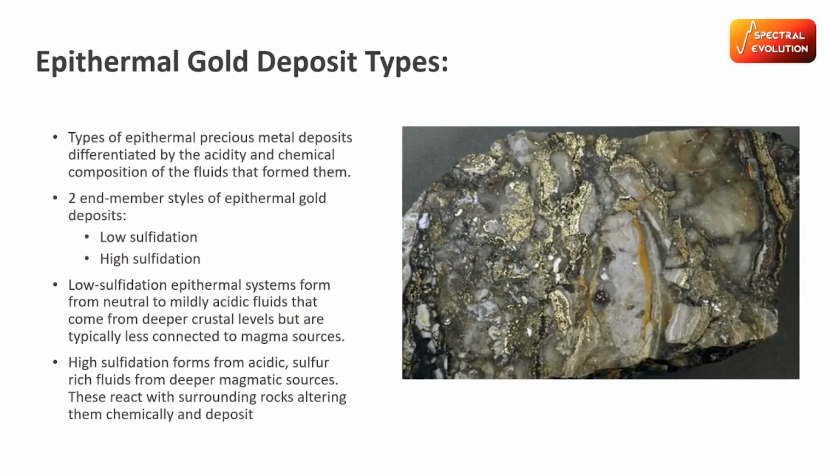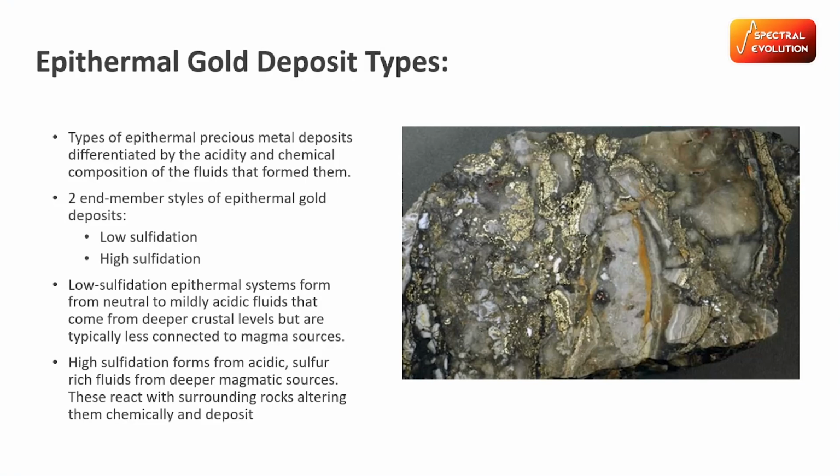Types of epithermal precious metal deposits are differentiated by the acidity and chemical composition of the fluids that form them. So you'll have two end-member styles of epithermal gold deposits. You have the low sulfidation deposits and the high sulfidation deposits.